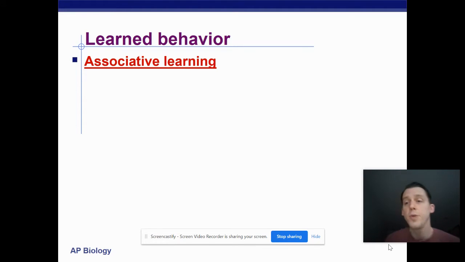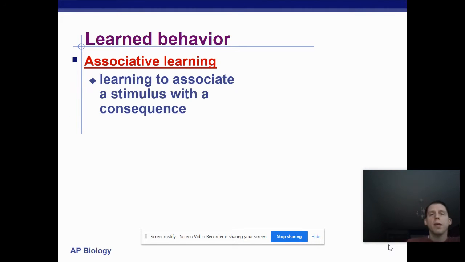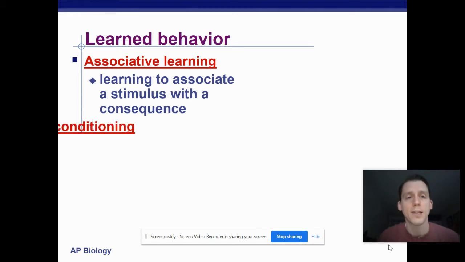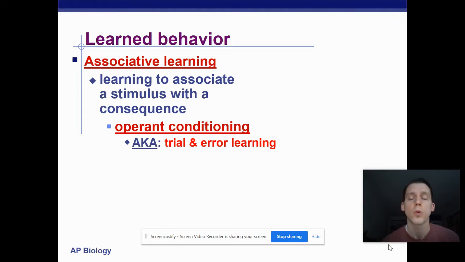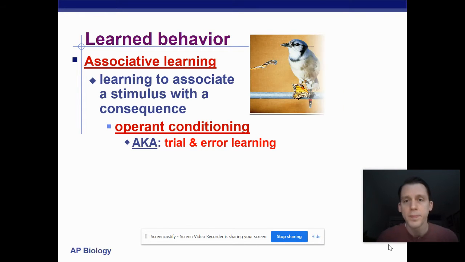Hi, everybody. Today we are going to continue our lesson on animal behavior, and we're going to focus on learned behavior. So one of the things we're going to be learning about is associative learning, which is learning to associate a stimulus with a consequence. So this is sometimes called operant conditioning or trial and error learning.